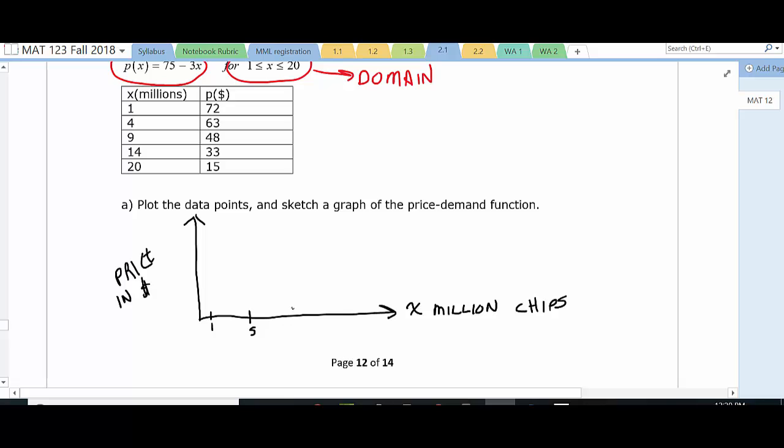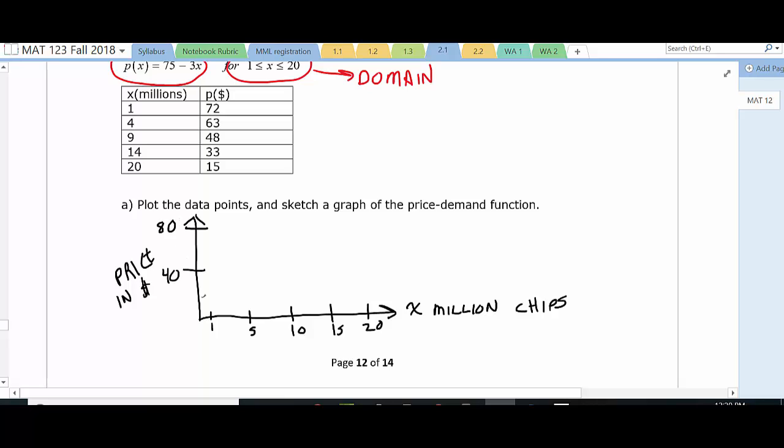So I'm just going to go 5, 10, 15, 20. That's the way you're generally going to do that. You can even leave the 1 off if you want to. And then your price, the biggest price is 72, so it would make a lot of sense to go up to about 80. And then you can scale that however you want to.